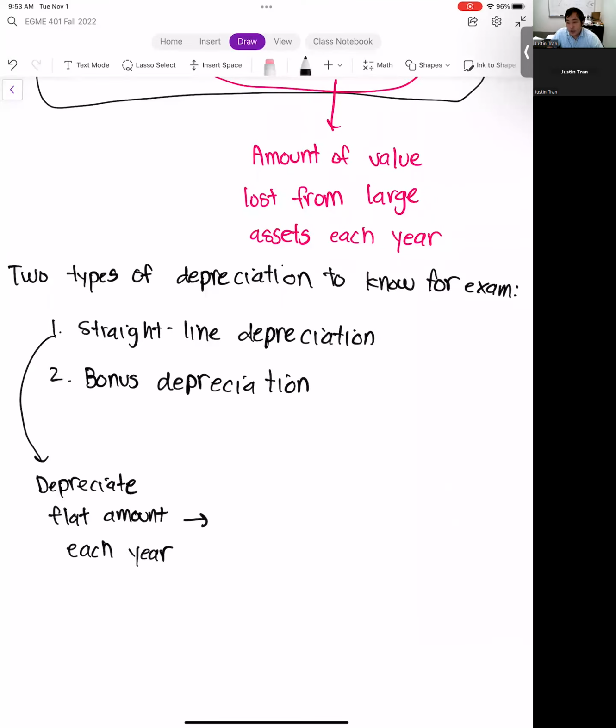I call this one the most intuitive form of depreciation, because I think humans naturally like to think in a linear sense. When you're saying that your asset is losing value each year, it makes sense to lose a fixed amount.